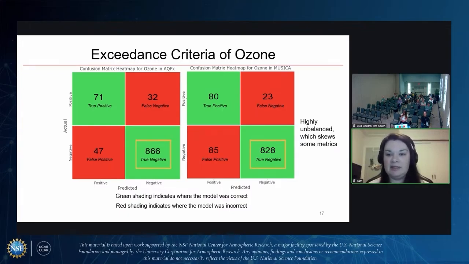So here it's worth noting that this is a highly unbalanced data set as well. There were more true negatives than any other category. So this will skew some of the metrics that we'll talk about in just a second.